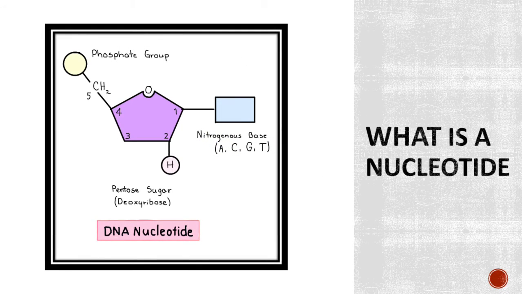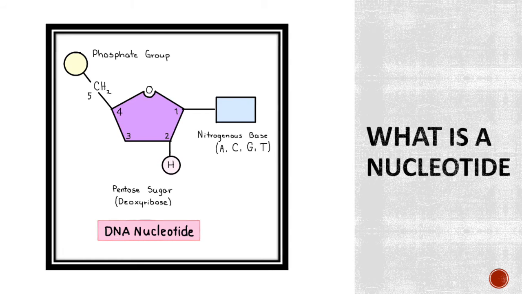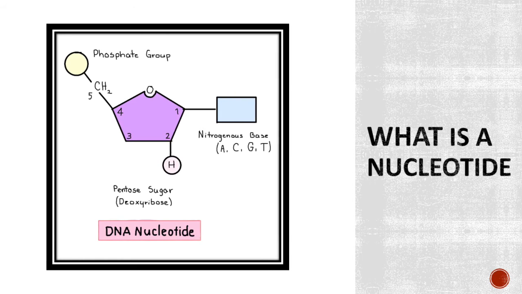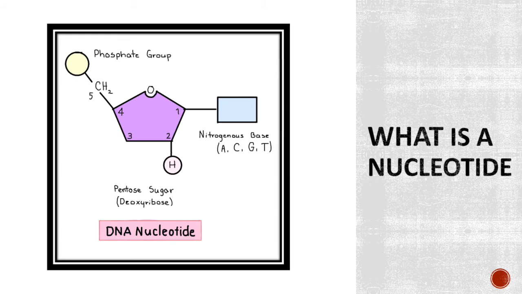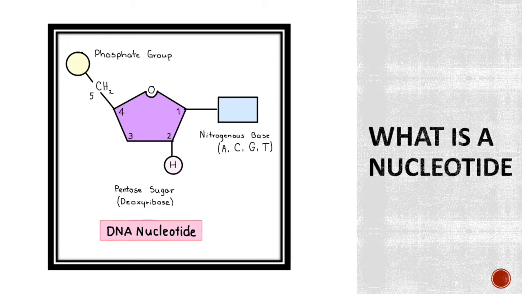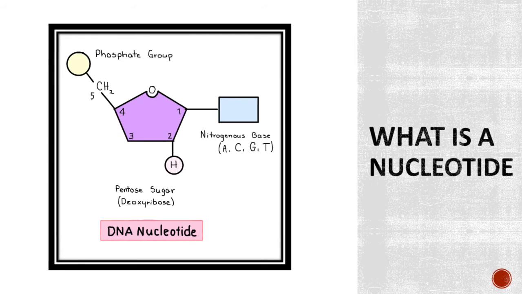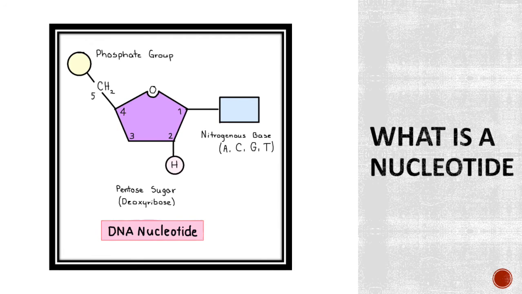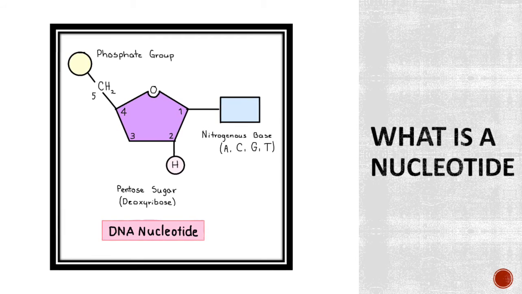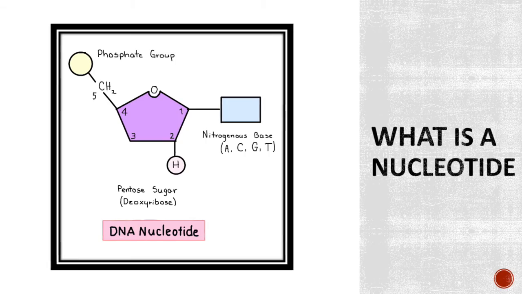So, what is a nucleotide? A nucleotide consists of a sugar molecule, either ribose in RNA or deoxyribose in DNA, attached to a phosphate group and a nitrogen containing base. The bases used in DNA, as mentioned before, are adenine, cytosine, guanine, and thymine.